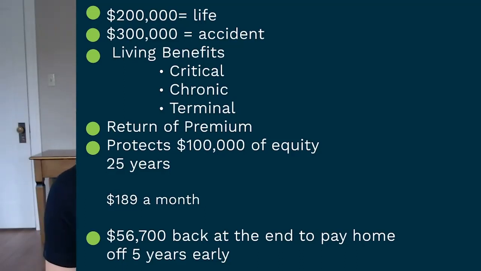This has the living benefits, which are critical, chronic, terminal illness. This offers return of premium. This protects $100,000 of equity that they have in the home, and we're going to put in for 25 years. This is $189 a month. And at the end of that, gives him $56,700 back at the end of the month to pay his home off 5 years early.